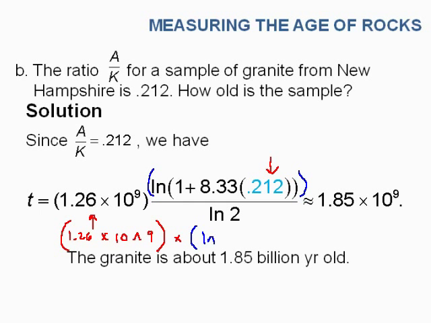So I'm going to put ln, just like it looks now, parentheses, 1 plus 8.33 times 0.212. Now you need a parentheses after the 0.212. You need a parentheses to close that. And then the last parentheses, for every open, you need a closed. And then hit divided by ln, and then your calculator, a lot of them will put parentheses on the 2. Now, maybe yours will, or maybe yours won't, but you should get this number, about 1.85 billion years old.